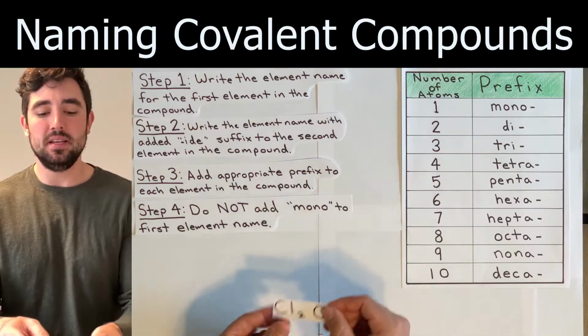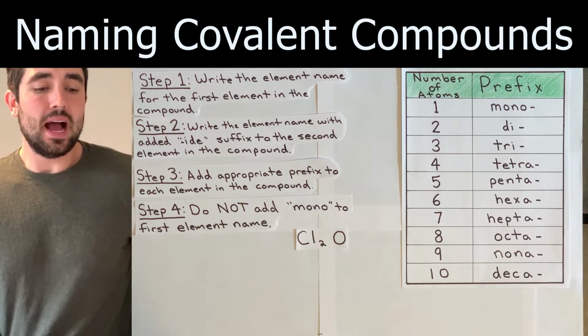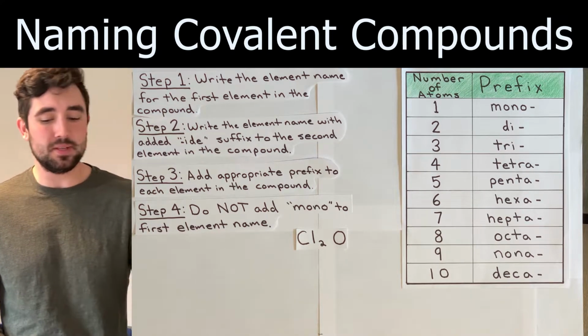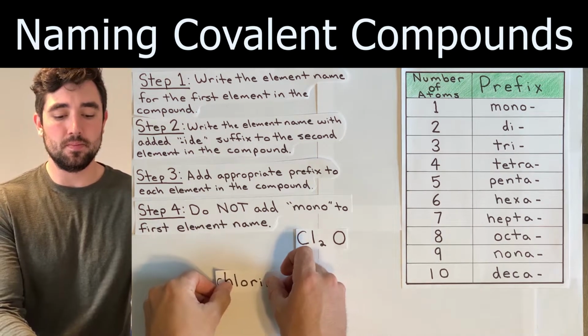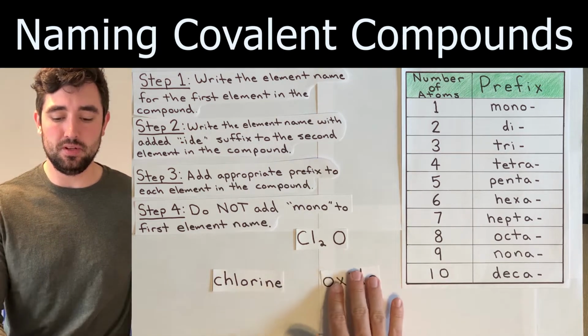So I want to introduce the 5th and final rule. And this is just a small rule, but it kind of helps with the flow and pronouncing some of these compounds. So I want to look at Cl2O. I look at step 1, I do follow the same steps. I know it's a chlorine. I know it's an oxide. That's step 1 and 2.